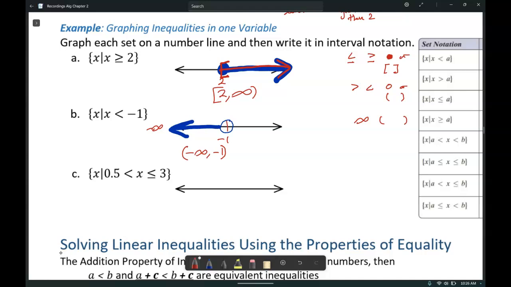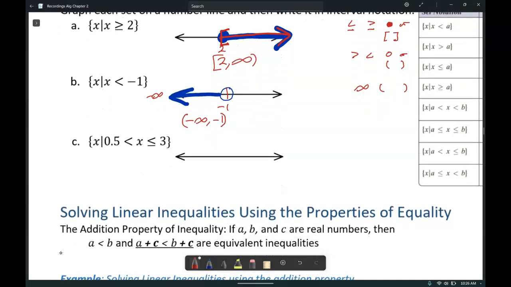Here we have a compound inequality. So we have two numbers on a number line that we need. So let's graph a few numbers, 0, 1, 2, 3. And then we'll look at the interval notation.